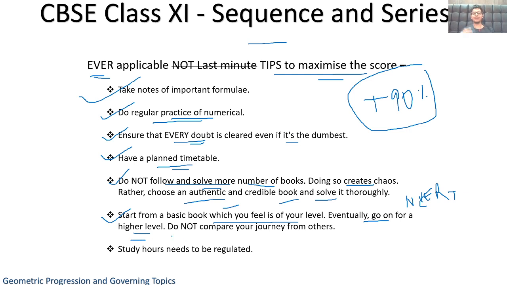Also, students often make this mistake that they start comparing how far they have reached. So please don't do so, because do not compare your journey with others. Everyone has their own speed and comprehension as well as grasping strength. So you need to work on that, and you need to respect your comprehension and your intelligence. Okay, so do not compare your journey with others. Also, study hours need to be regulated. It should not be that some day you study 6 hours and some day 1 hour. It should be consistent across every day.